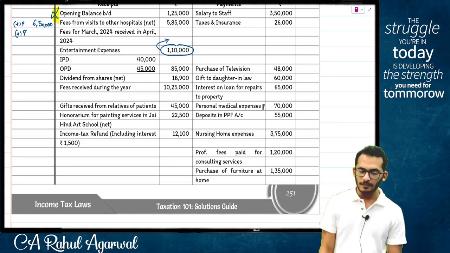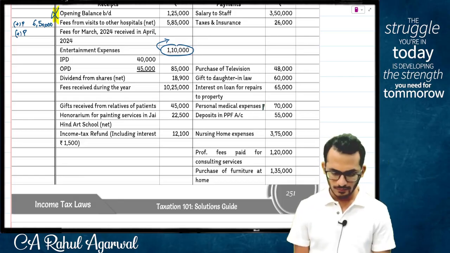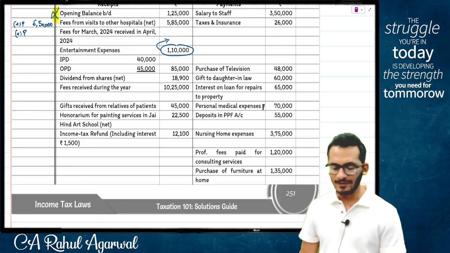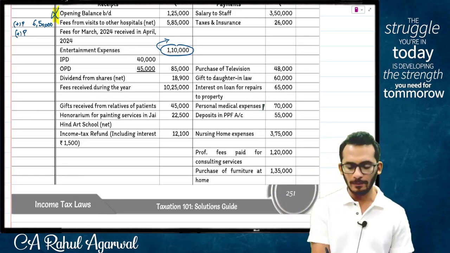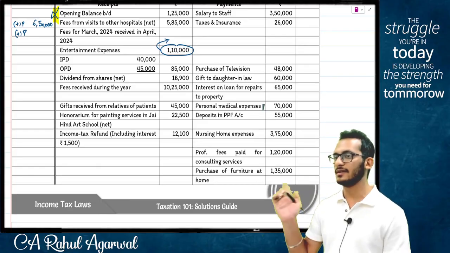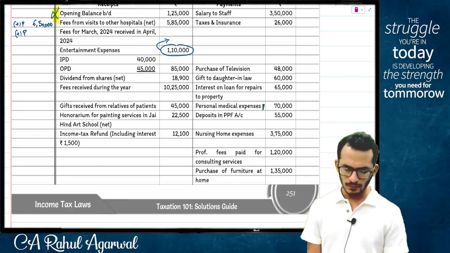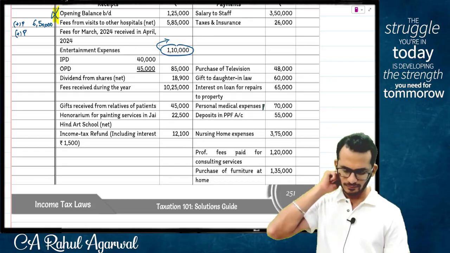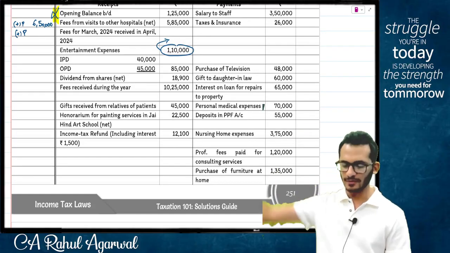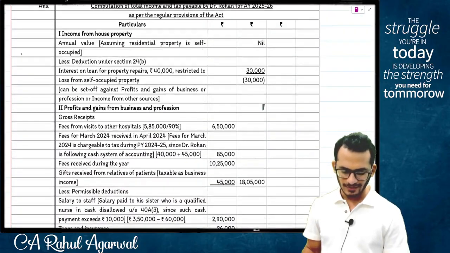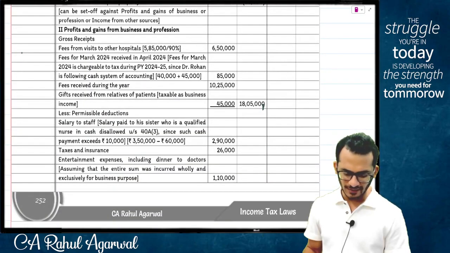Next, I have some entertainment expenses called IPD and OPD. I have no idea what it is, but it is a receipt. Why is it a receipt? Okay, let's just assume it's a receipt. I'm not sure why it is a receipt.